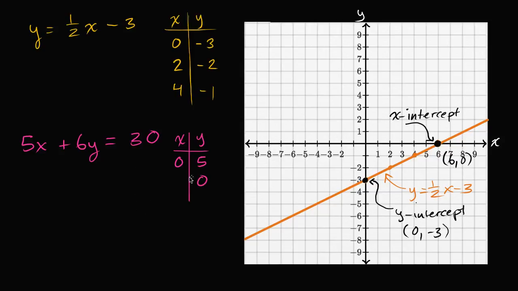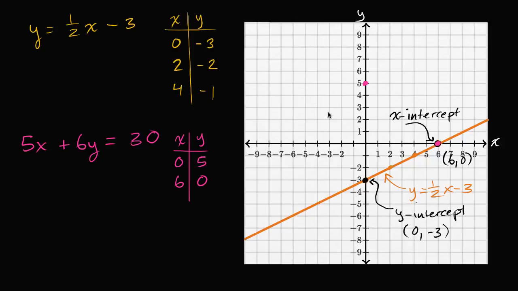And what about when y is 0? Well, when y is 0, that term is going to be 0. And you have 5x is equal to 30. Well, then x would be equal to 6. So we could plot those points, 0, 5. When x is 0, y is 5. And when x is 6, y is 0. So those are both points on this graph.